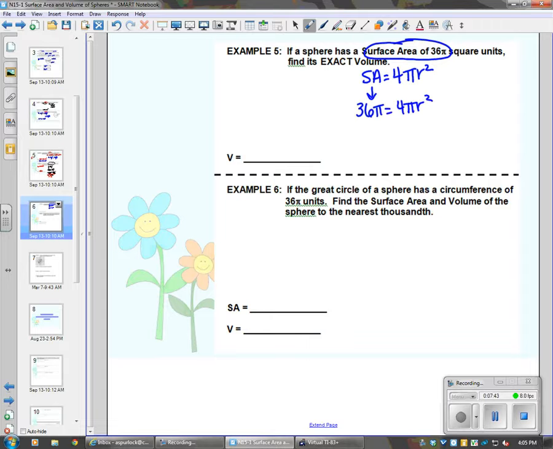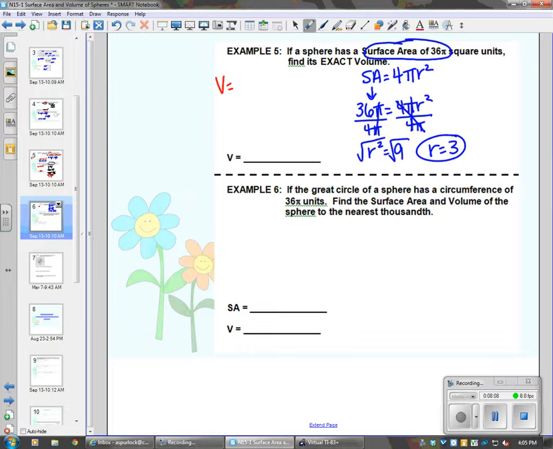And I'm going to start solving for r. Get rid of that 4 pi by dividing it over. Once again, the pi's nicely cancel, and we now have r squared equal to 36 divided by 4, which gives me 9. It is squared, so we just take the square root. What do we know the square root of 9 is? 3. So we know the radius now, and we should be able to easily find the volume at this point.